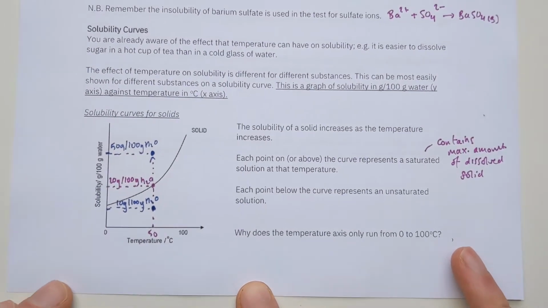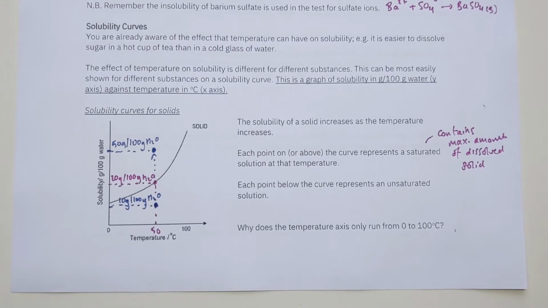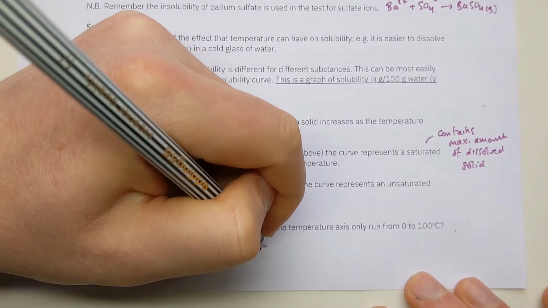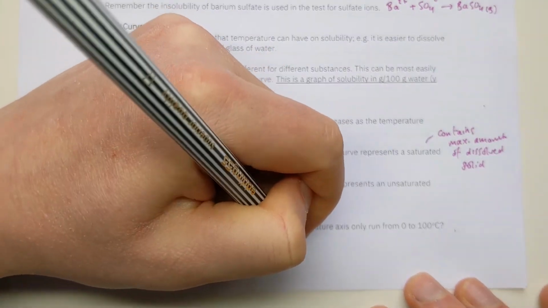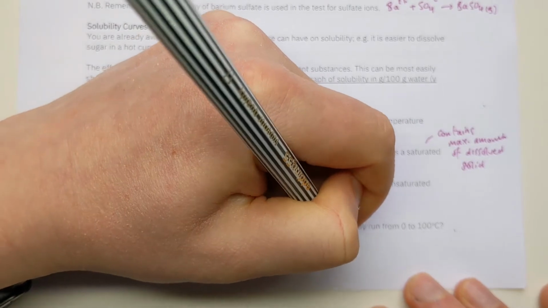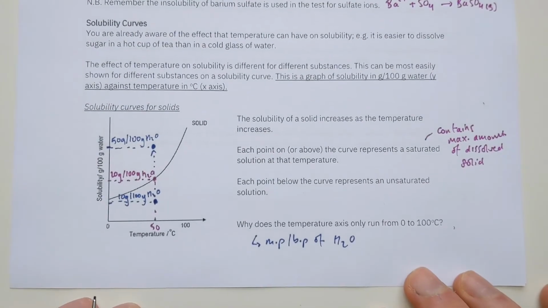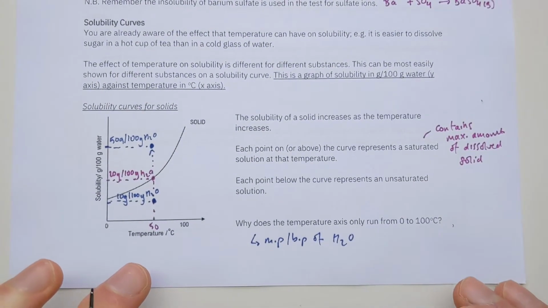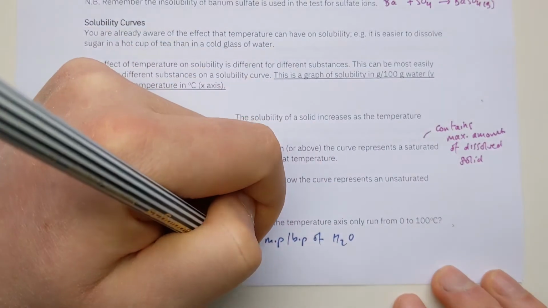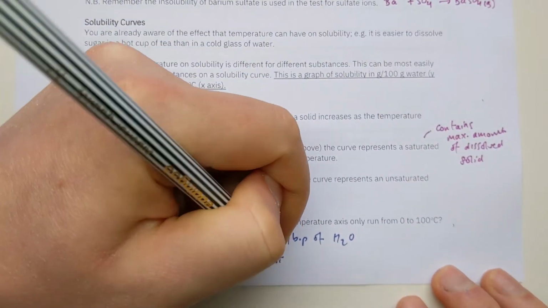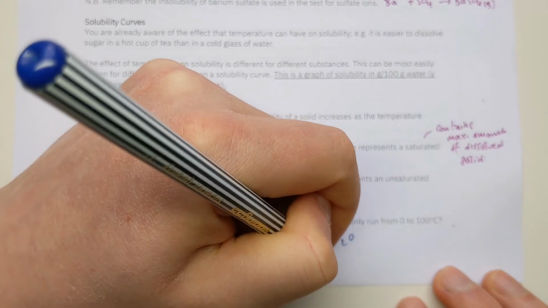So that's how I can maybe interpret increases or decreases in the amount of solid I'm dissolving at a particular temperature. A wee question here: why does the temperature axis only run from 0 to 100 degrees C? Hopefully not too tricky to work that out. 0 to 100 degrees C are the melting point and boiling point of water. Because if you're trying to dissolve a solid in something, it helps if that's a liquid. You must have a liquid to be able to dissolve a solid.